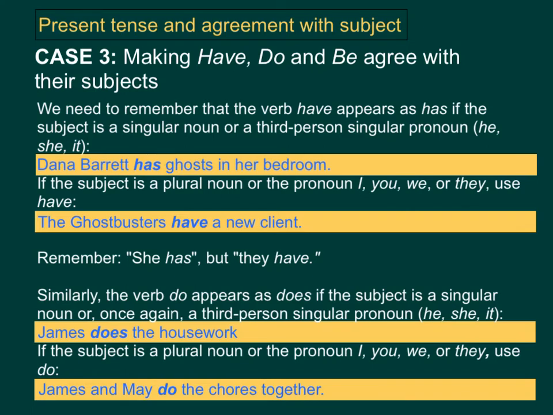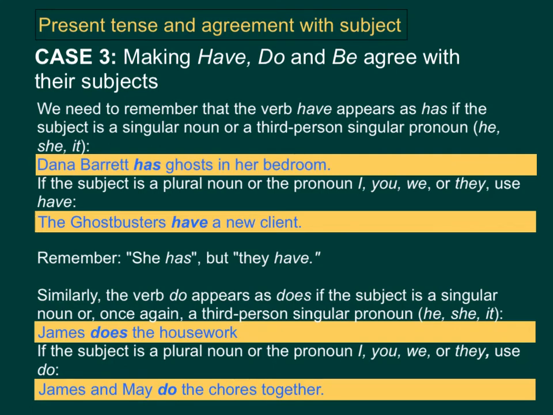If the subject is a plural noun or the pronoun I, you, we, or they, we use have. In this example, the Ghostbusters have a new client. In this case, Ghostbusters is a plural noun, which is why we use have. Remember, she has, but they have. Similarly, the verb do appears as does if the subject is a singular noun or, once again, a third-person singular pronoun, he, she, or it.